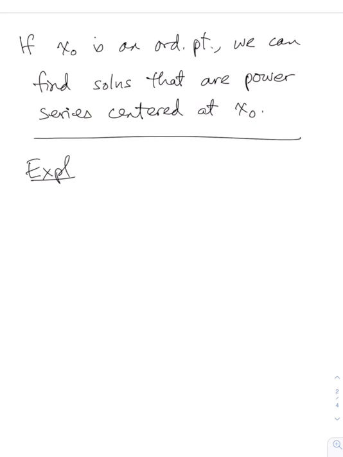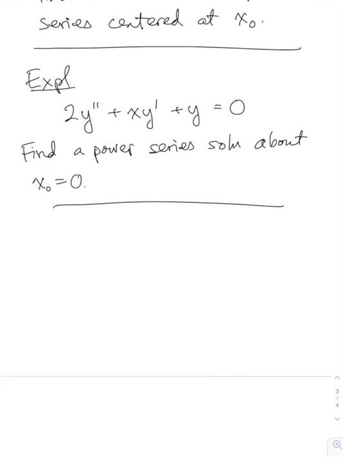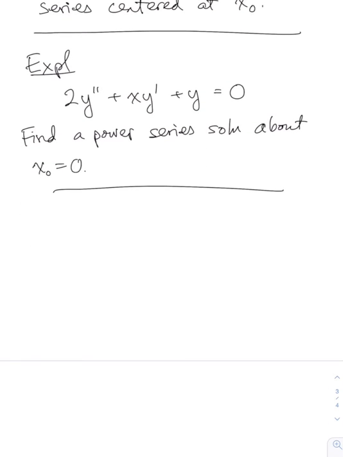So let's use power series to solve this one. 2y double prime plus x y prime plus y is equal to 0, and our instructions are find a power series solution about the point x0 equals 0. All right, well, if our instructions are to find a power series about x0 equals 0, maybe we might assume that 0 is an ordinary point. Otherwise, why would they ask us to do that?